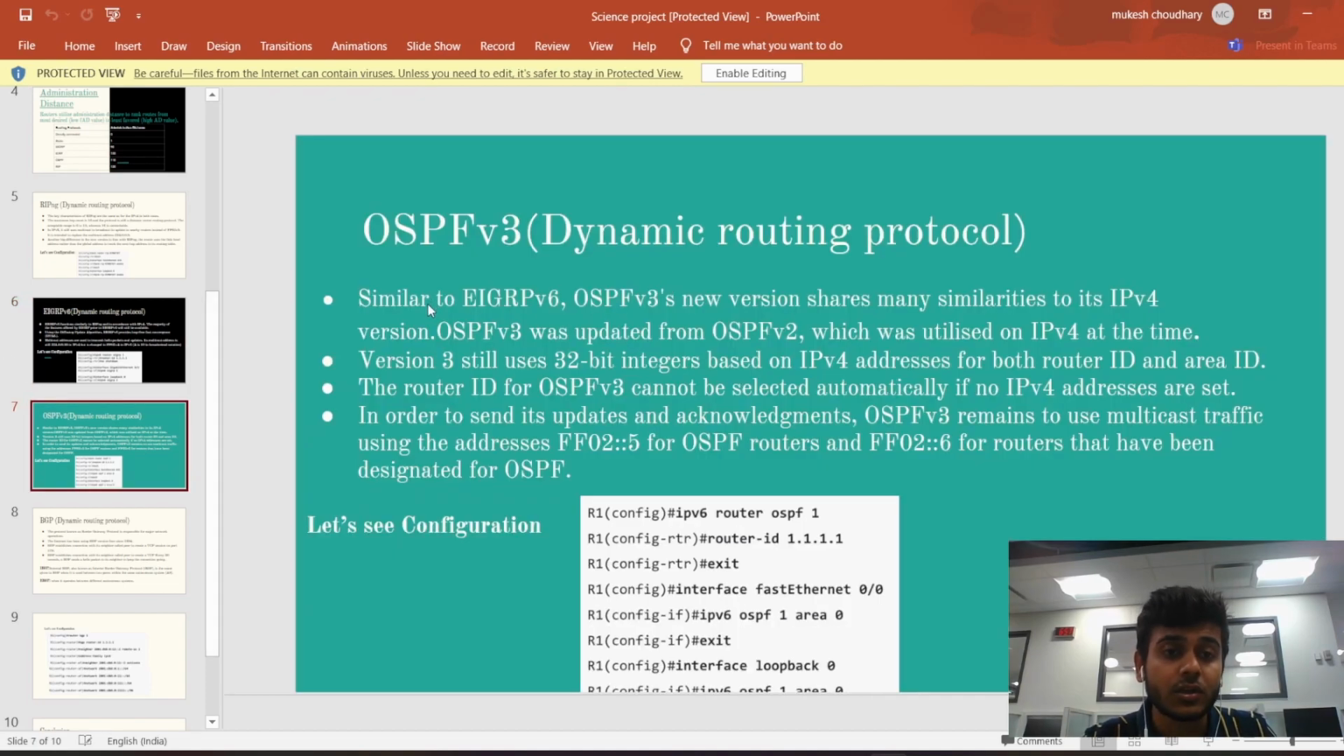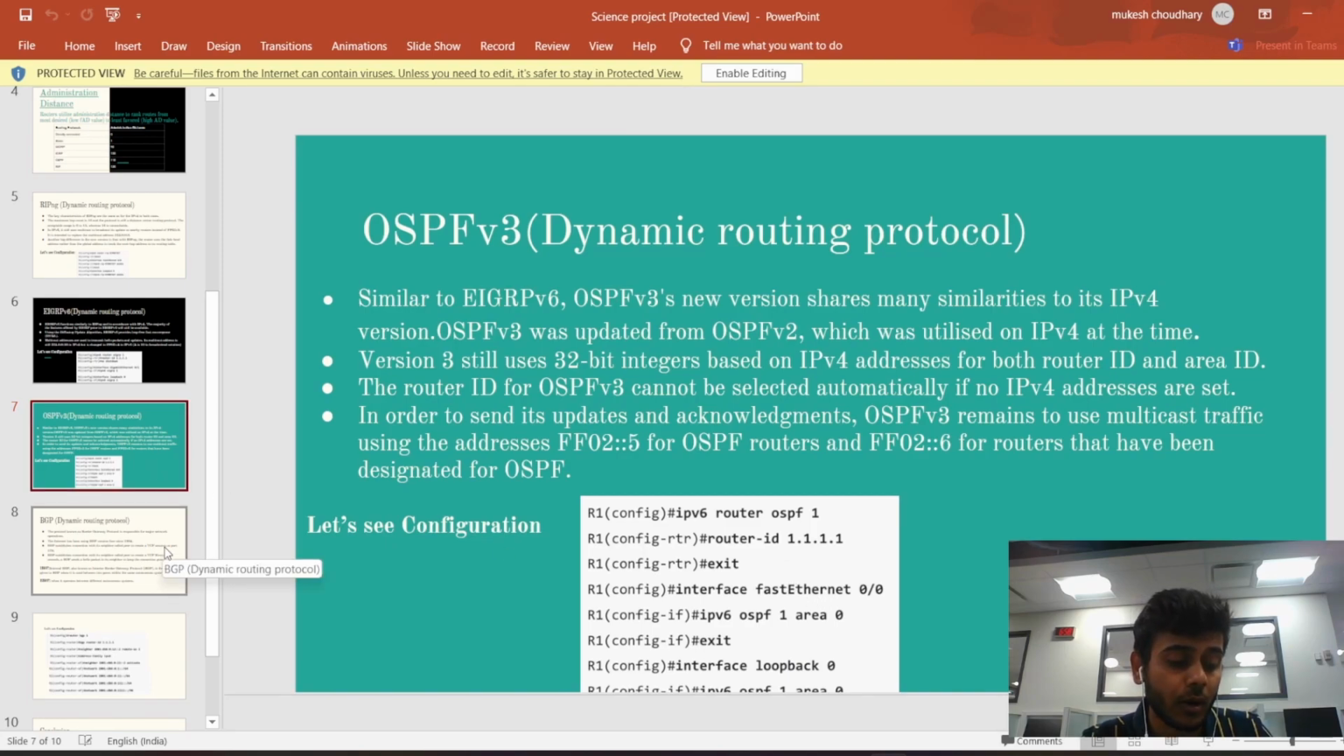about OSPF. Similar to EIGRP, OSPF stands for Open Shortest Path First, and OSPF is a link state protocol, and the metrics used are bandwidth and delay. These are the two things used, and OSPF also uses the SPF algorithm to calculate the best path. Now, OSPF version 3 still uses 32-bit integers based on IPv4 addresses for both router ID and area ID. This is a small image of how we configure OSPF on a router.